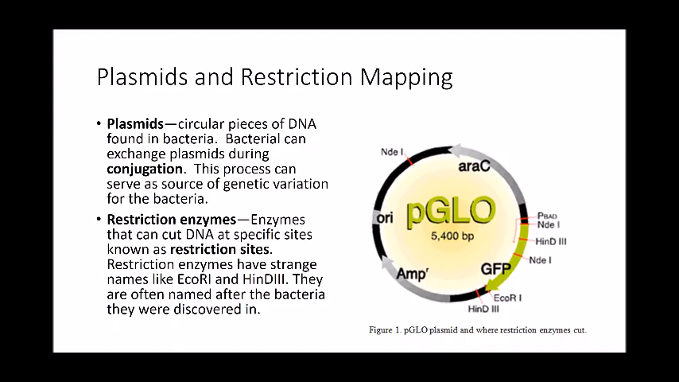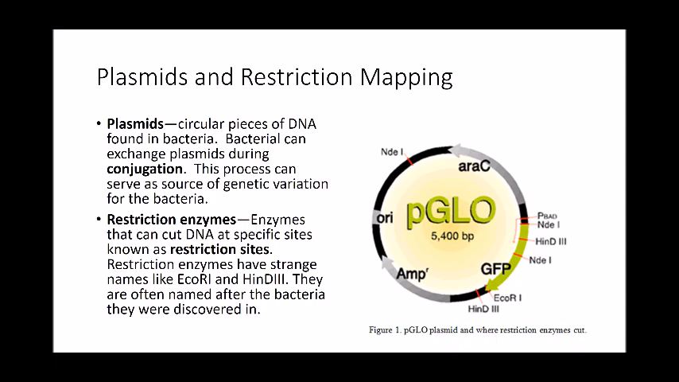Now you might be wondering, why would bacteria have enzymes that cut DNA? A lot of scientists think that they're in there to help protect the bacteria from essentially invasion by bacteriophages, bacteria infecting viruses. Restriction enzymes usually have strange names like EcoR1 and Hind3. They're typically named after the bacteria they were discovered in.